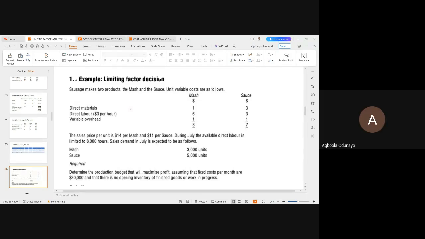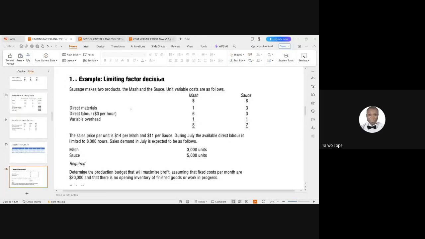First of all, we will determine the limiting factor. And from the question, what is our limiting factor? Let's analyze that. The limiting factor is direct labor. Can we do a confirmation of that? Sales demand is 3,000 for mash and 5,000 for sauce.